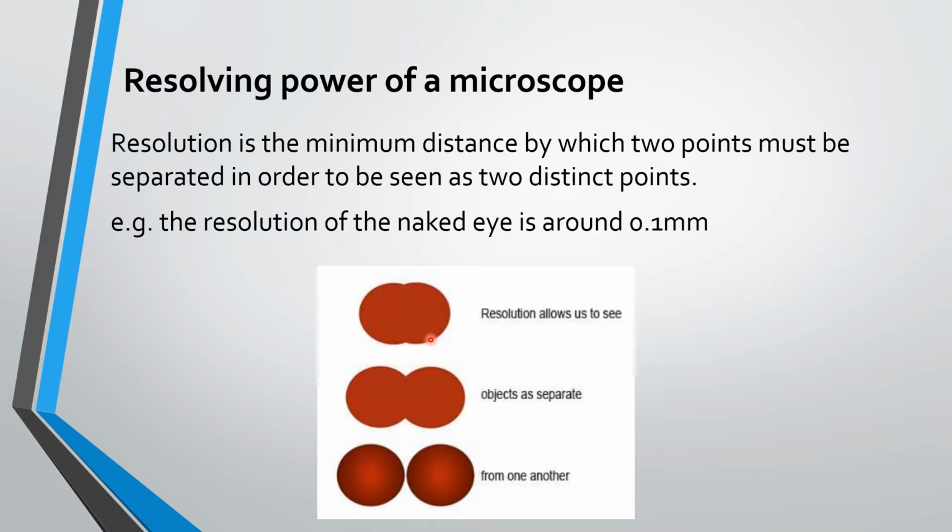So if you consider our eye, the resolution power of our eye is around 0.1 millimeters. So if these 2 points are placed in a distance of 0.1 millimeter, you can identify them as 2 points with your eye.